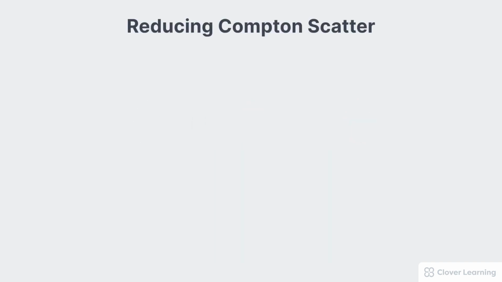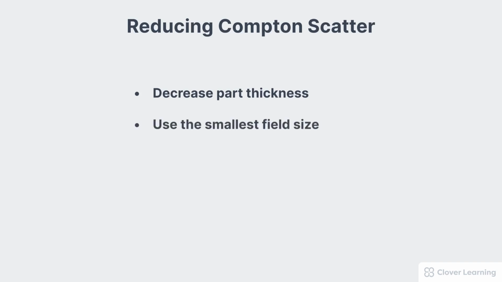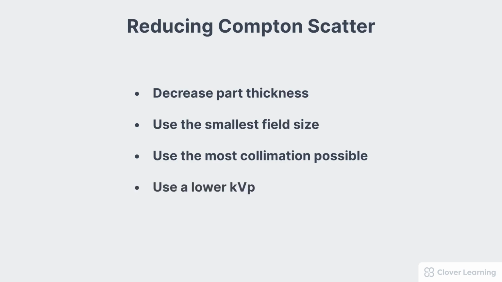So how can we reduce the effects of Compton scatter? Consider these factors. We could decrease the part thickness. We do this by compressing the patient if possible. We could also use the smallest field size or the most collimation possible. And last of all, when we can, we would want to use a lower kVp. All of these factors together decrease the amount of Compton scatter taking place. Obviously, this is the ideal, but sometimes it isn't possible.